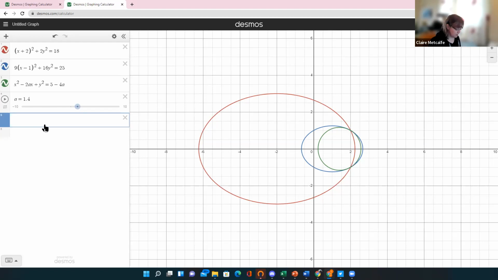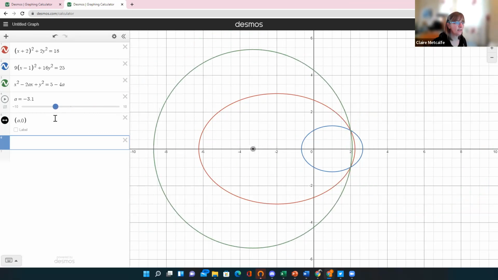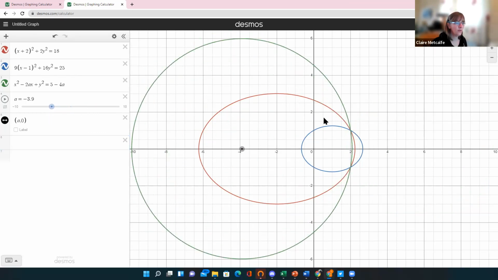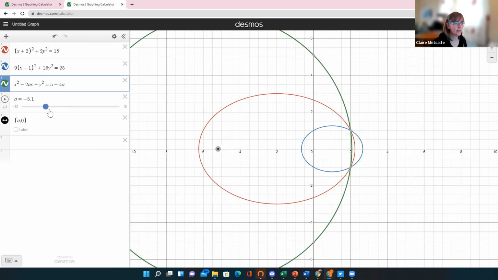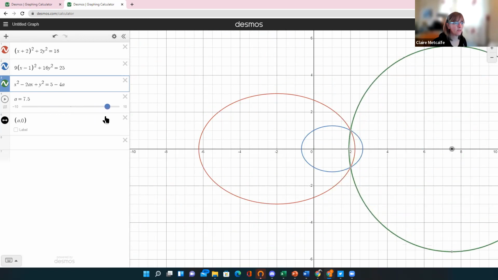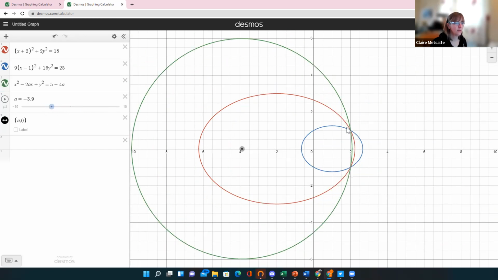We can also put in the point (a, 0), and that is the centre of our circle. And then I've got a slider, so you can see that as a changes, all 3 curves meet at these 2 points. The centre of the circle stays on the x-axis, but the circle can get bigger and smaller and still pass through these 2 points.